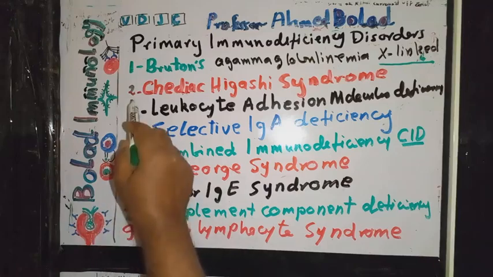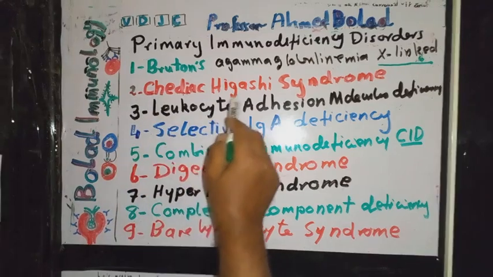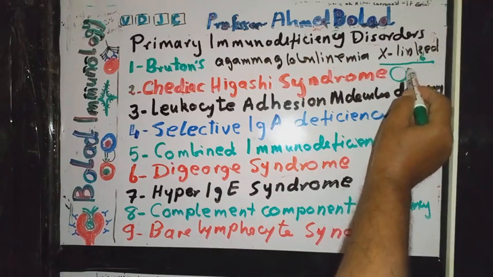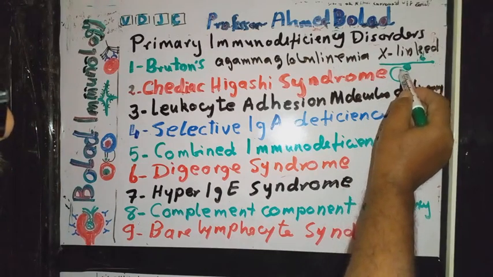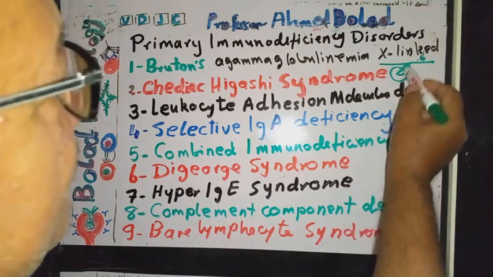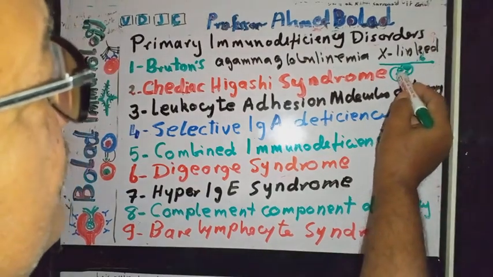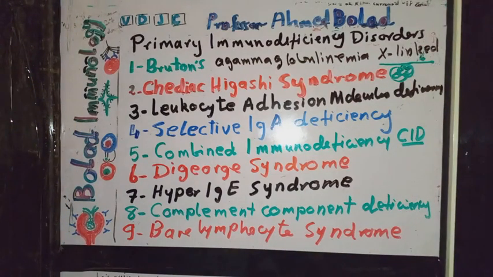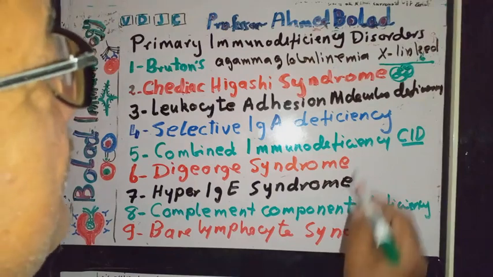And also Chediak-Higashi syndrome. It is due to primary immunodeficiency. And as you know, if someone gets infected by microorganisms, this microorganism will be taken up by antigen presenting cells in a phagosome. Then this phagosome inside the antigen presenting cell will bind to lysosome to form phagolysosome.